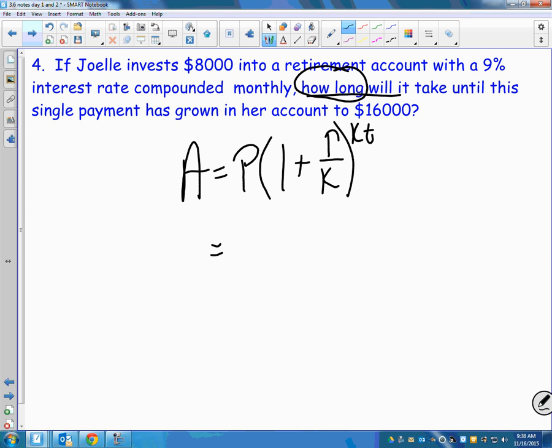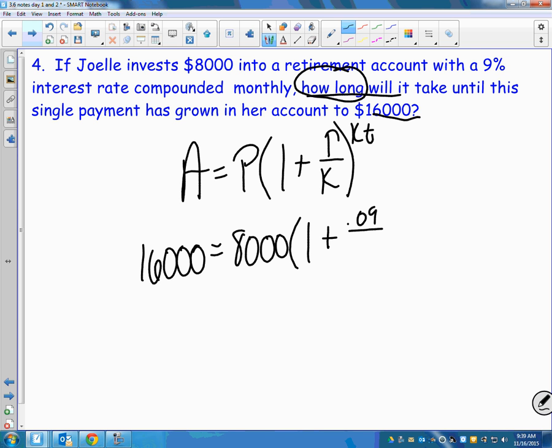So I'm starting with $8,000, so that's my P. What's my A in this problem? Do I know? That's the new amount. I want 16,000. We've got a 9% interest rate, and we're compounding monthly, so what do I put in here? 12, to the 12 power.